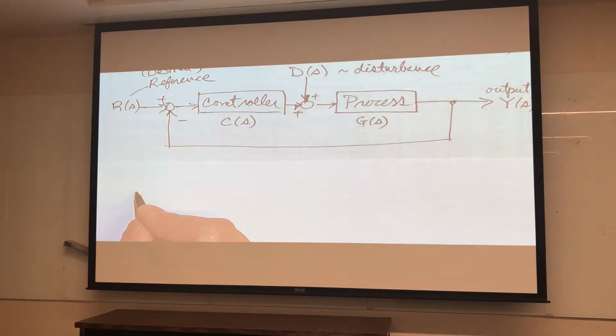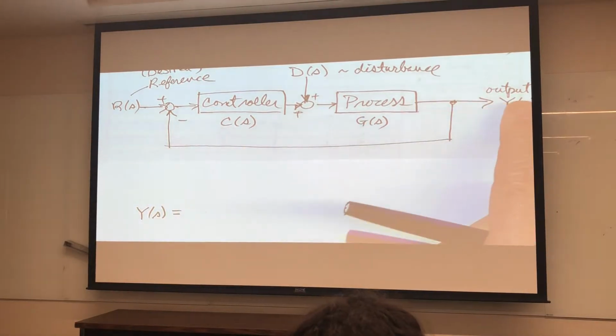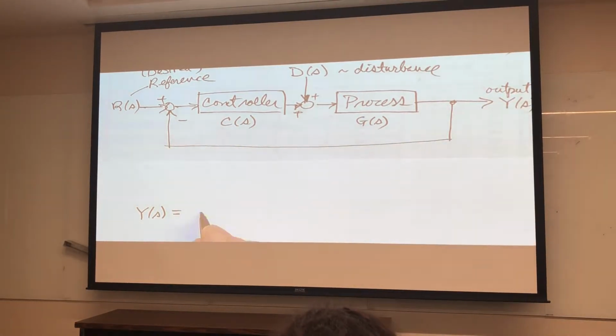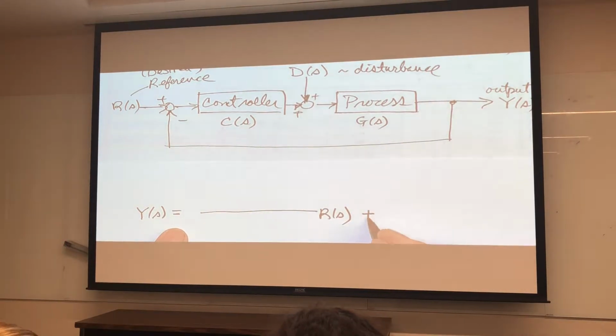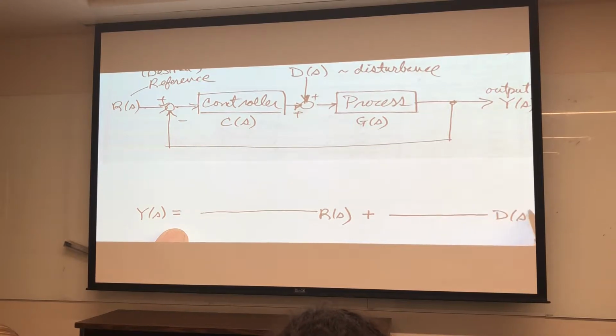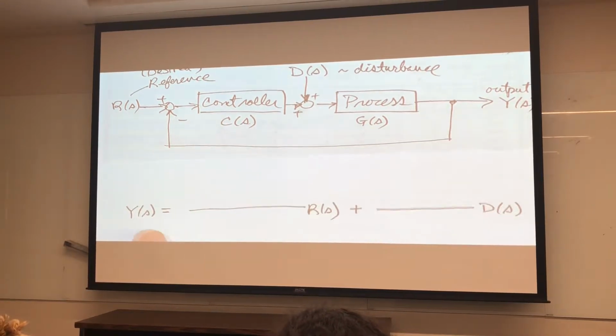So let's say Y of S. There's some transfer function between R and Y, so I'm going to write that like this. I'm going to leave this right here and say R is like this. But the output Y is also affected by the disturbance. And so we could use superposition and figure out another transfer function between the disturbance and the output.